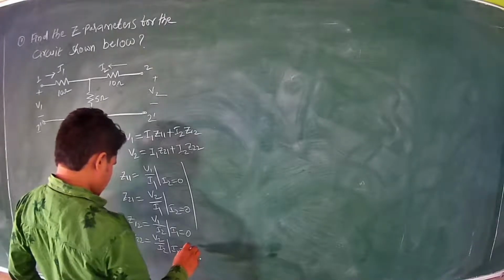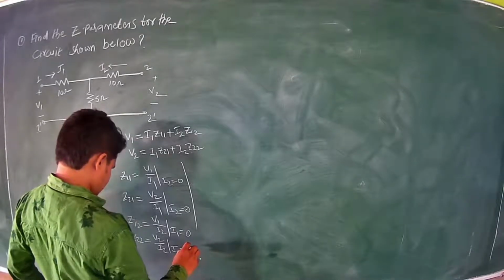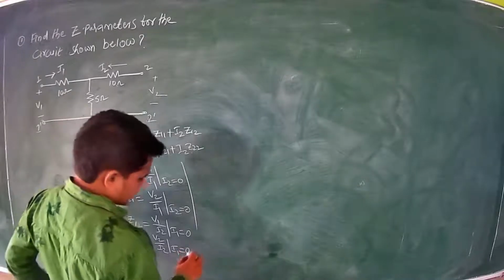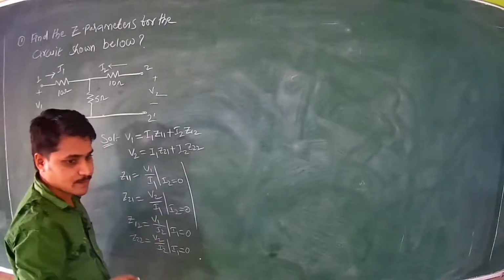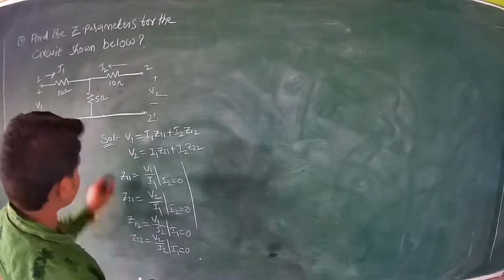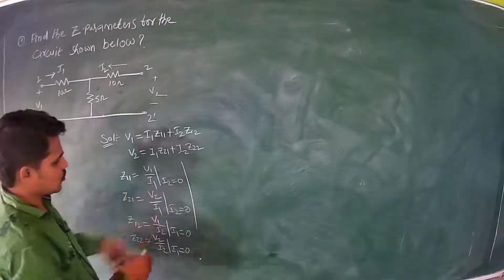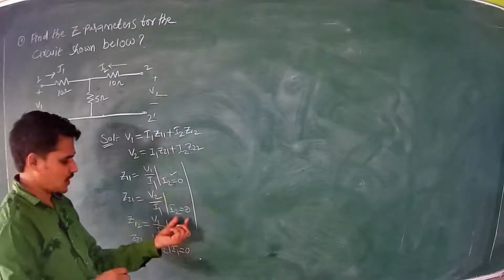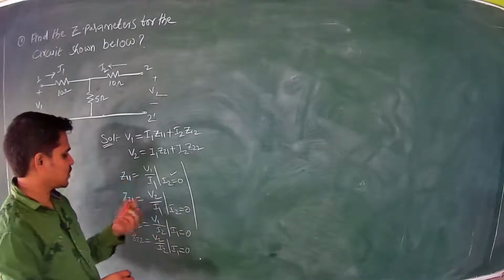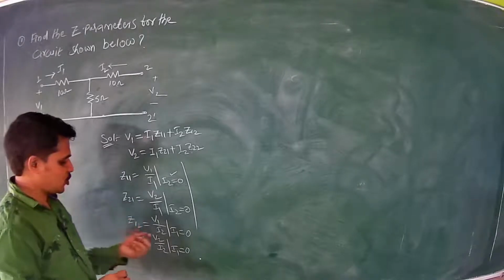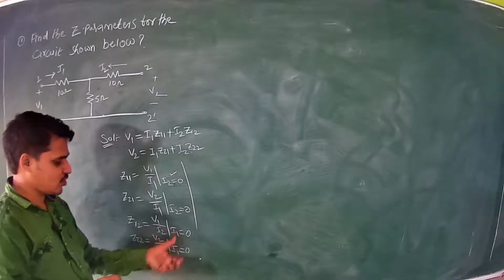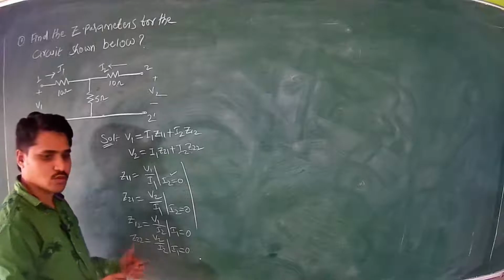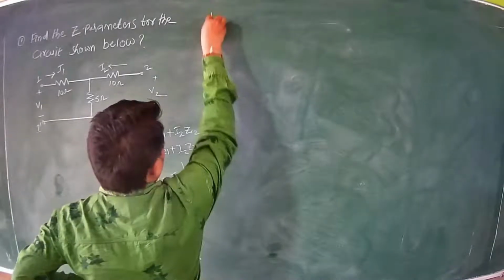Then from the circuit you have to write these. So let us find them. First, open circuit port 2, that is I2 equal to 0, and find Z11 and Z21. The next step, open circuit the first port, that is I1 equal to 0, and find Z12 and Z22. Okay, so let us solve.